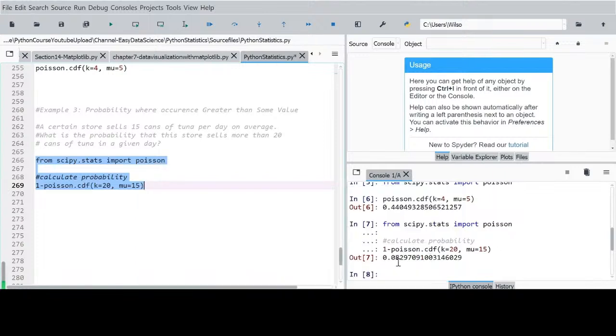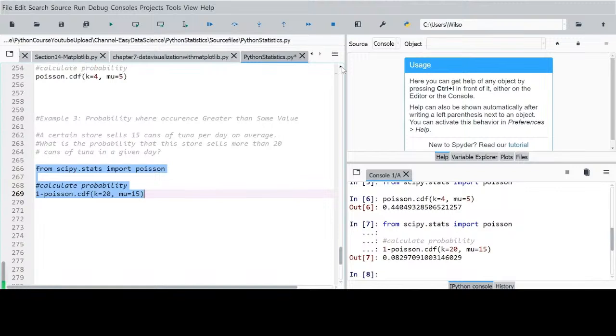So that's about 0.0829 probability that this store will sell more than 20 cans in a given day. So quite an infrequent occurrence of this event, right? It's a very low probability to sell more than 20 if the average is 15 in a Poisson distribution.